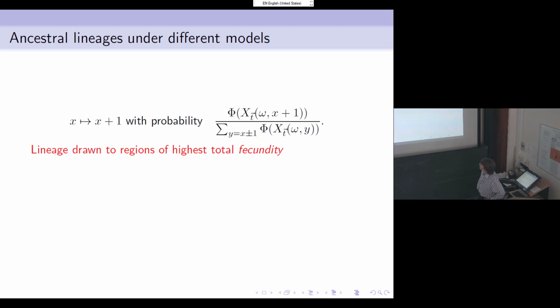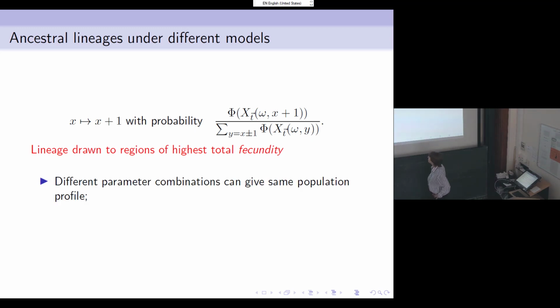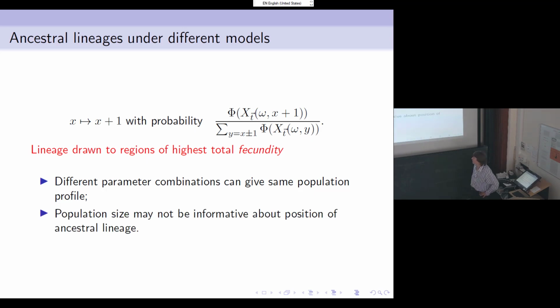So, just writing it down again, this lineage is going to jump to wherever the fecundity was highest, wherever this function phi is highest. Phi is the fecundity: the population size times the number of juveniles produced. Think of that as the total fecundity in the deme. That doesn't have to be the same as the population size in the deme, and indeed different parameter combinations will give you the same population profile in terms of just population size. So population size is not everything. Fecundity is more important.